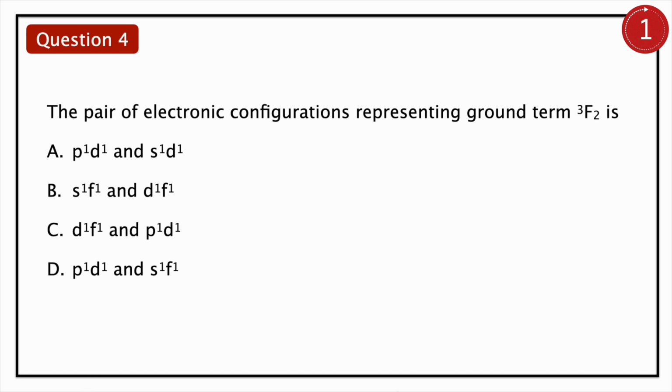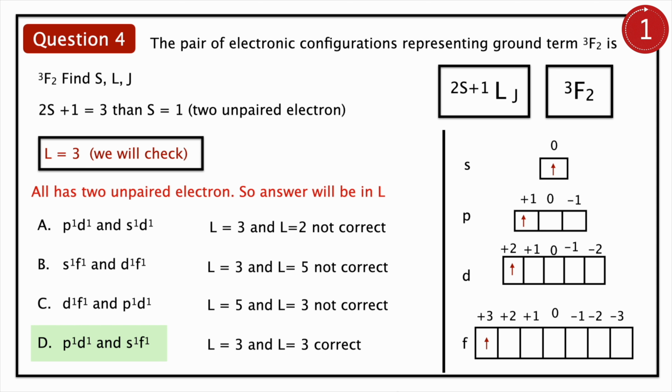Then the question is in the reverse form. The pair of electronic configurations representing the ground term 3F2. The choices are p1 d1, s1 d1, s1 f1, d1 f1, and combinations such as p1 d1 with s1 f1. Here we can eliminate because there are many possibilities. First we will go by the basics. 3 means there should be 2 unpaired electrons. Then F means L equals 3. Here all the choices have 2 unpaired electrons. So the answer really will be in the L value. So let us analyze the choices.